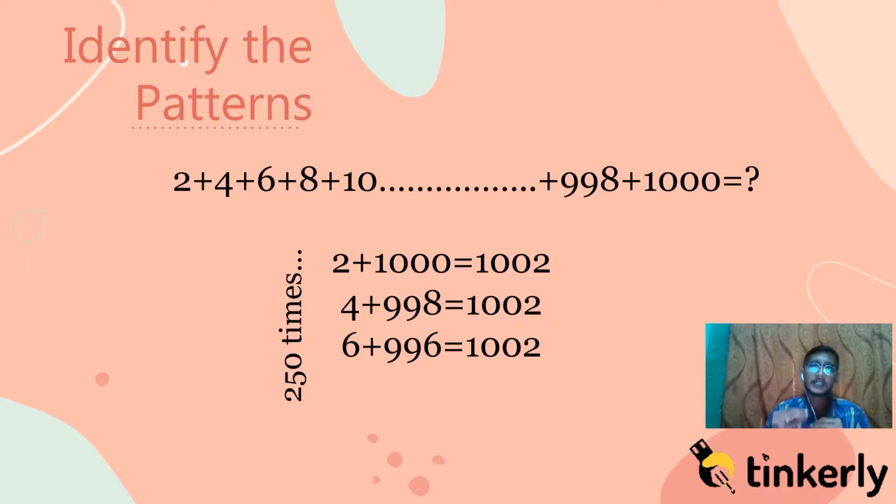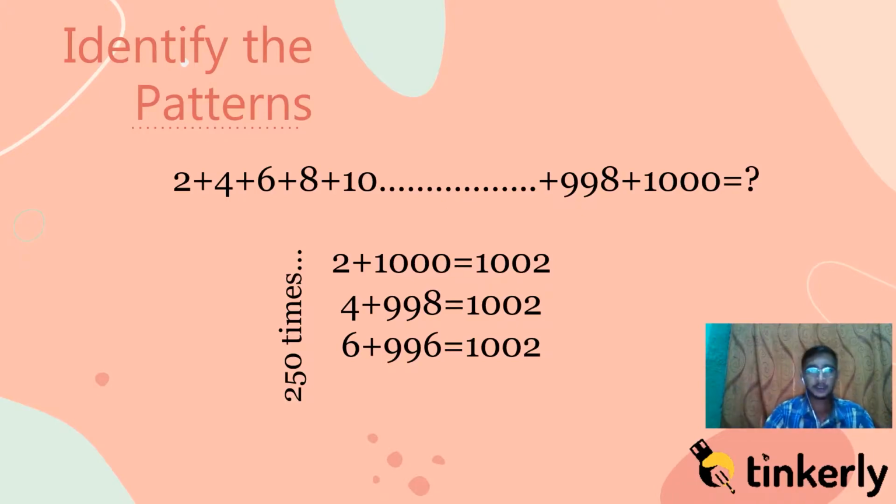So what is the easier way to solve this problem? You have to identify the patterns, the pattern recognition part, the second stage of computational thinking or problem solving skill. Just see, the first number is 2 and the last number is 1000. Add these numbers: 2 plus 1000 is 1002.